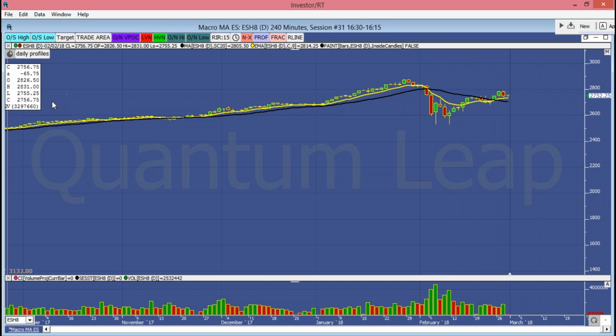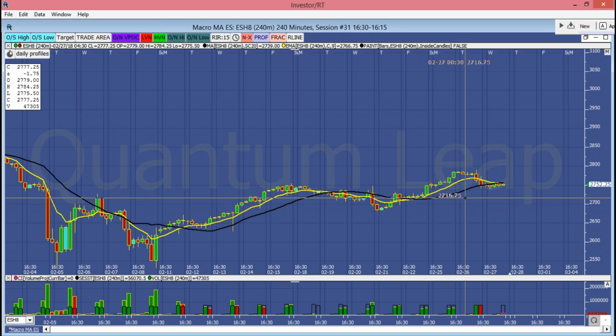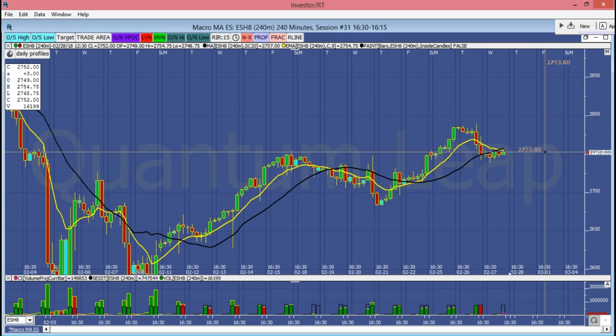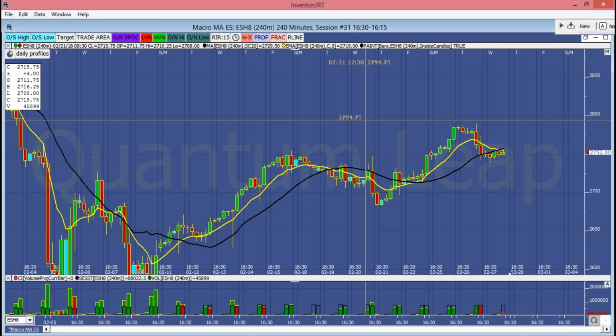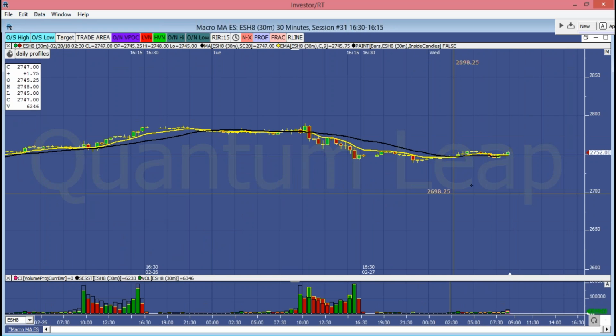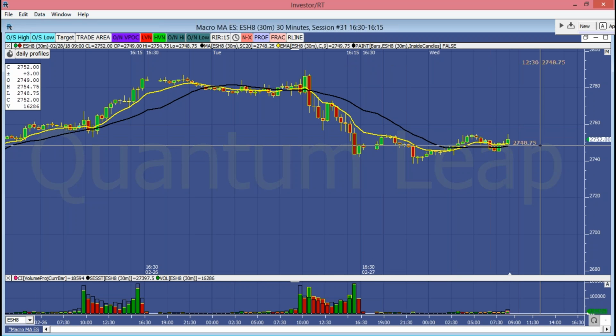Going to the 4-hour, you can see the 4-hour has been pretty flatlining, if you call this range flatlining, but we are challenging the trend right now with a possible trend change. We're below the 9 and the 20, but we're just going sideways in this consolidation. And then last but not least, going down to the 30-minute, pretty much the same thing. We're flatlining, going sideways, but we've broken back above the 9 and the 20.